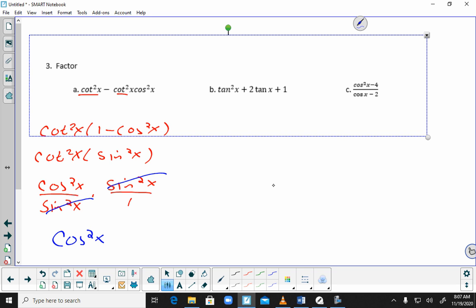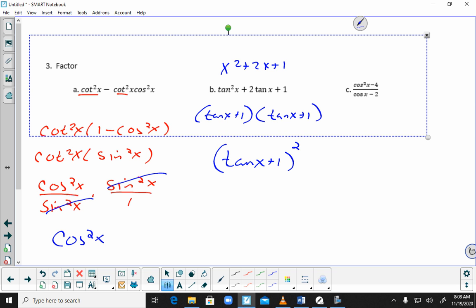The next one, factoring this one, I'm thinking of it like x squared plus 2x plus 1, except it has tangent instead of x. I am going to product sum that, and that's going to end up being tangent of x plus 1. So I just simply wrote tangent of x plus 1 and that whole quantity squared, and there's nothing else I can do with that.